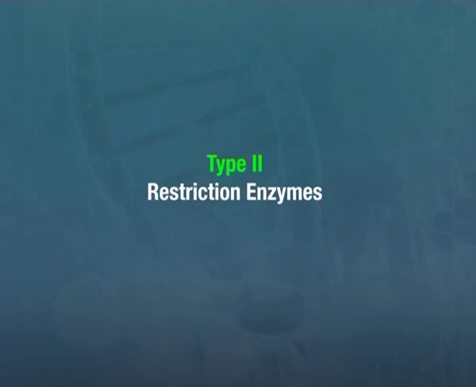We have type 2 restriction enzymes. They cleave DNA molecules either within or close to their recognition sequences. These are the only restriction endonucleases which are employed in restriction mapping and gene cloning because they cleave DNA at specific sites.